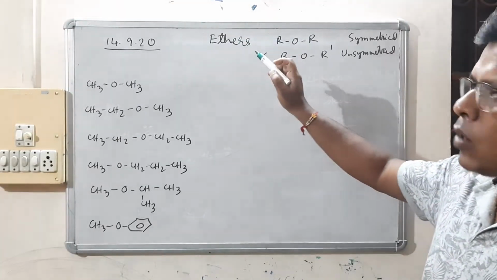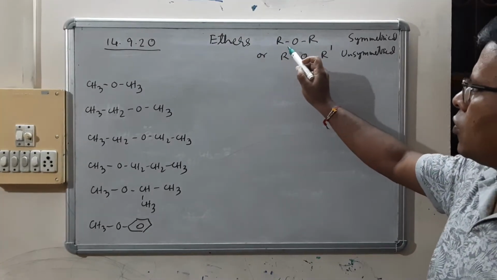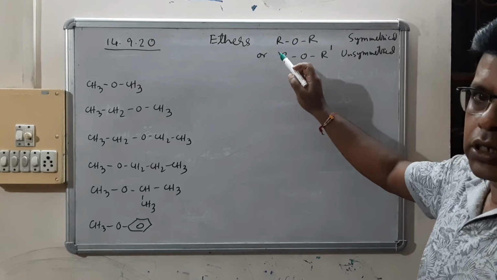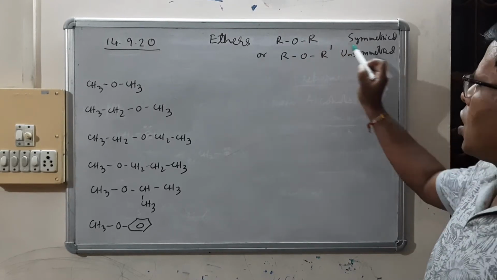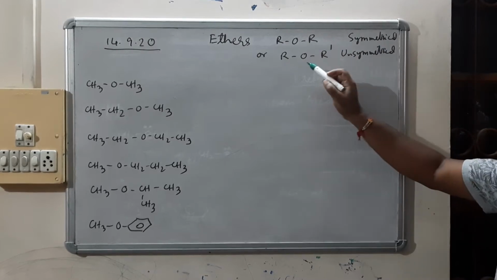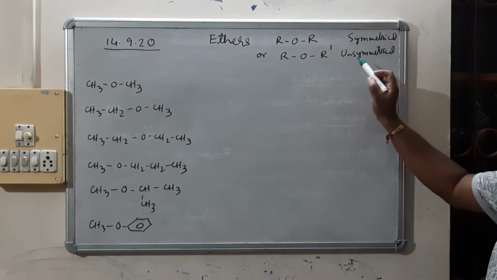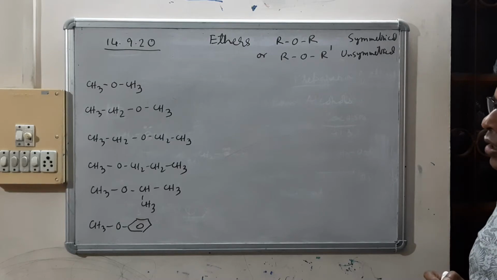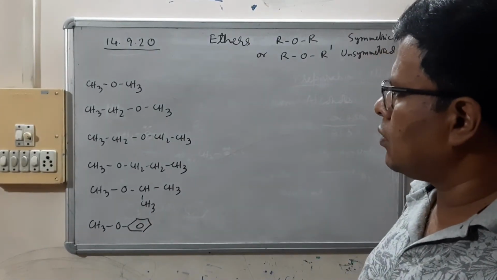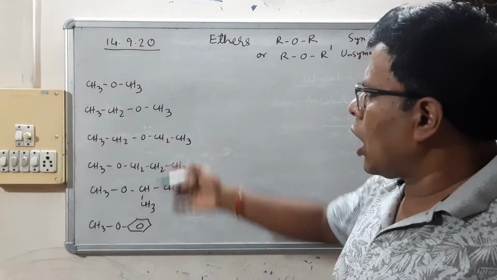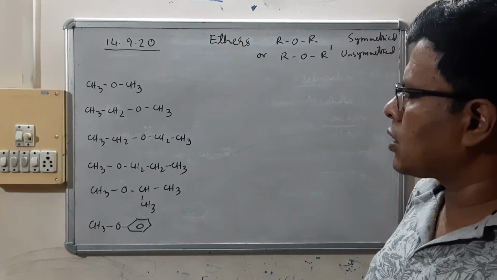Ethers are organic compounds with the functional group ROR, or it can be ROR dash. When it is ROR, it is a symmetrical ether. When it is ROR dash, it is an unsymmetrical ether. So here we have examples of symmetrical and unsymmetrical ethers. Let us do the IUPAC naming of these compounds.